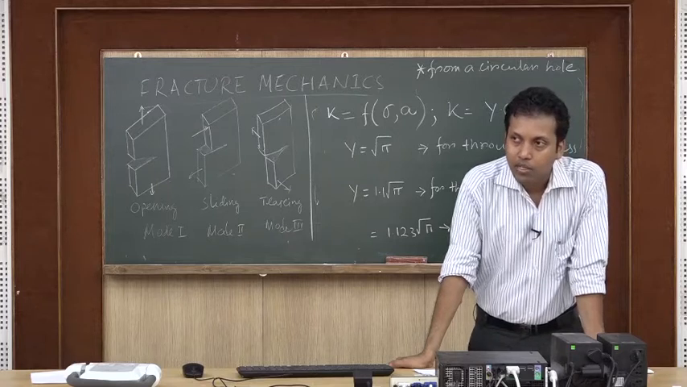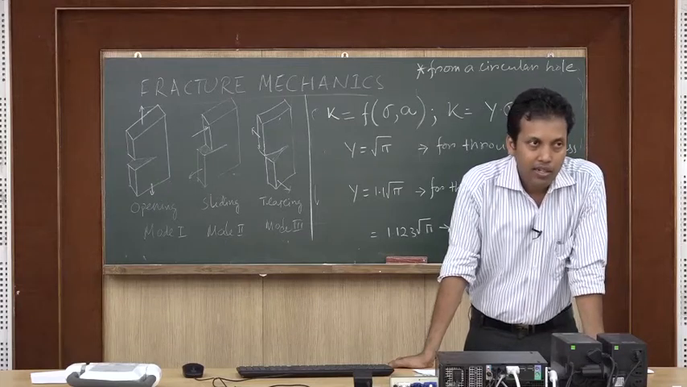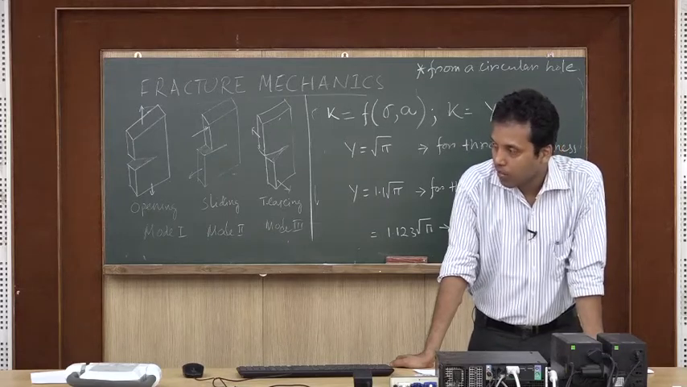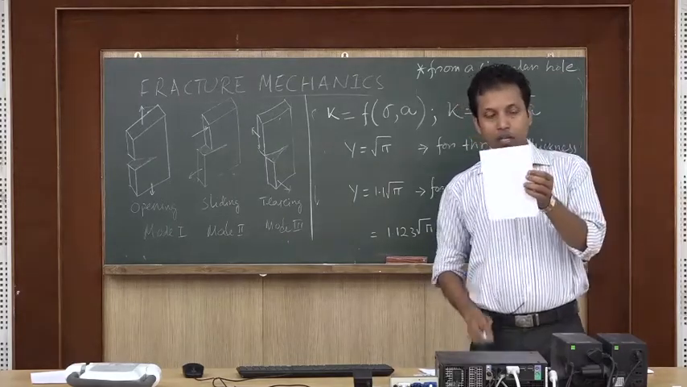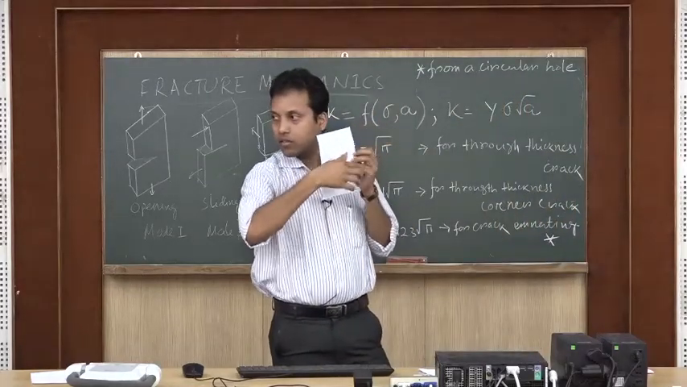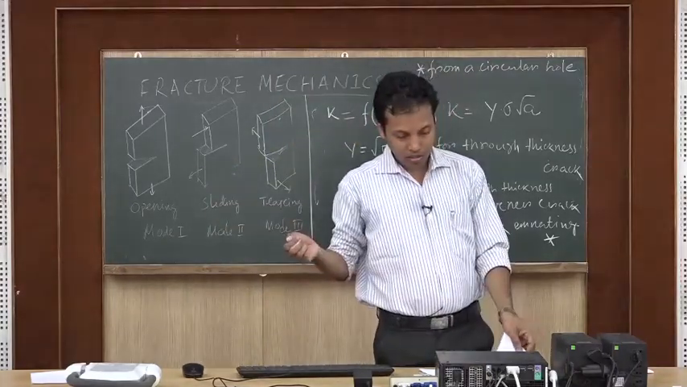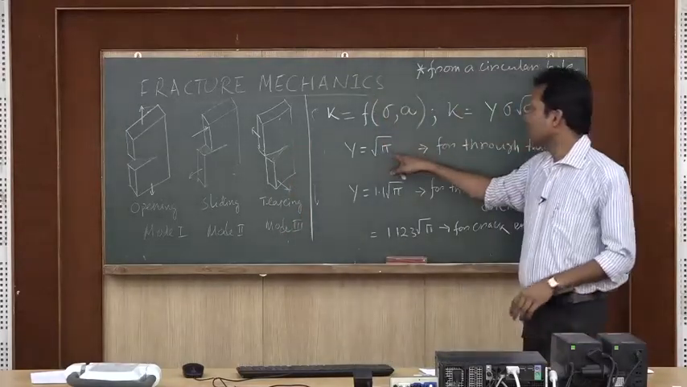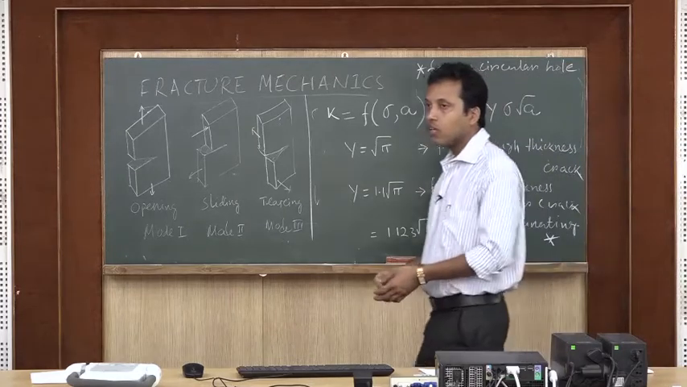Along with that we have written one term, Y. Y is known as the geometric factor, which is dependent on the crack geometry. If the crack is a through thickness crack, what does that mean? Say this is the plate, at the center I have the crack, and it is thick in this direction, and throughout the thickness I have the crack. In that case, the geometric factor Y equals root pi, as in the equation I wrote, K equal to sigma root pi a.